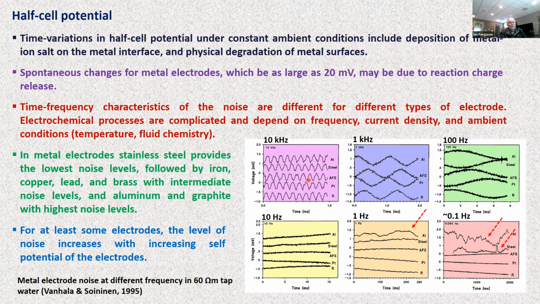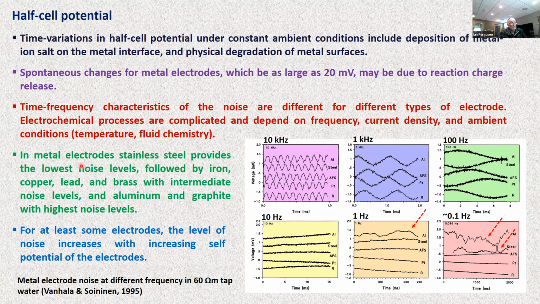We can see that as we move to the lower frequencies, we start to see some more erratic responses, such as here. And as we go to a 10-second signal, we start to see very erratic type results. And these are particularly occurring in the aluminum and in the steel electrode, whereas the acid-free steel, platinum, and reference electrodes are more stable. So we see that the electrode noise of metal electrodes increases as we go to increasing period.